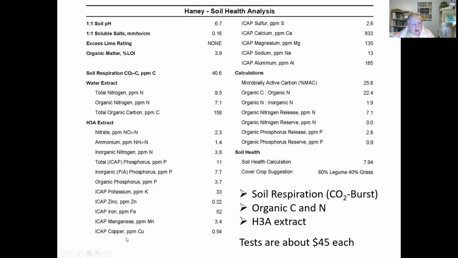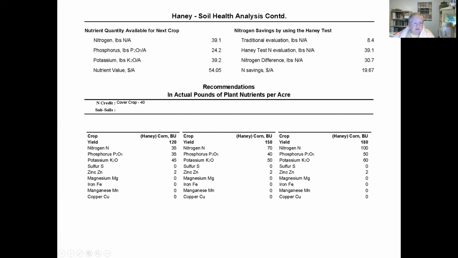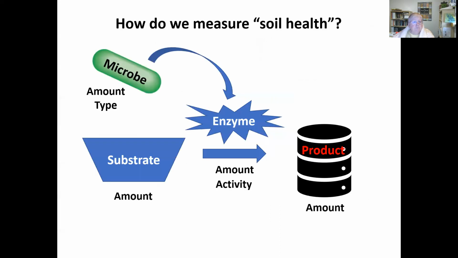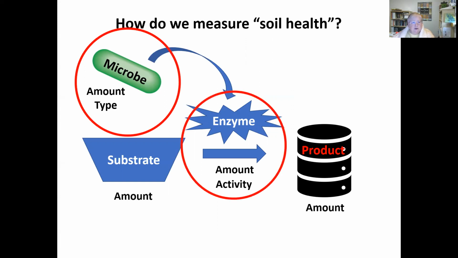Again, you're getting a lot of the substrate measurements. You've got total nitrogen, nitrate, phosphorus, all of those things are being measured. And then you also get the CO2 burst, which gives you a soil health calculation and some suggestions for it. So those are a lot of how we measure these different things. We can measure the microbes. We can measure the enzymes. We can measure the substrate.